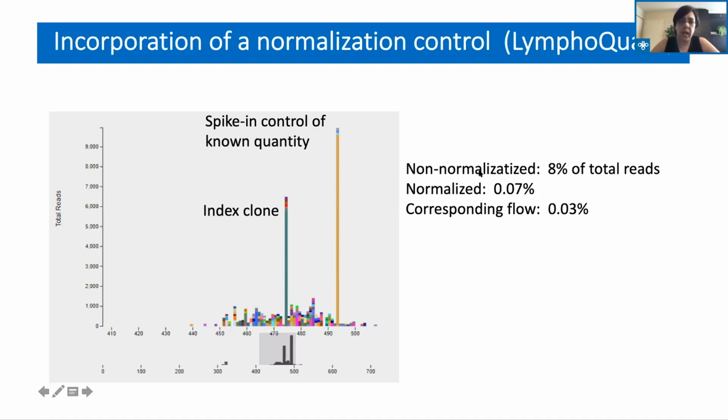If you were not looking at a normalized number, we would have an amount of disease that is 8%. And this is 8% of the disease clone over the total rearranged reads. However, the corresponding flow is only 0.03%, which is a very, very big gap. And this would give clinicians a high degree of concern because the patient actually has a high level of residual disease. However, if you use the spiking control to back calculate that number, the normalized level of disease is 0.07, which is very, very close to what you see here in the corresponding flow.